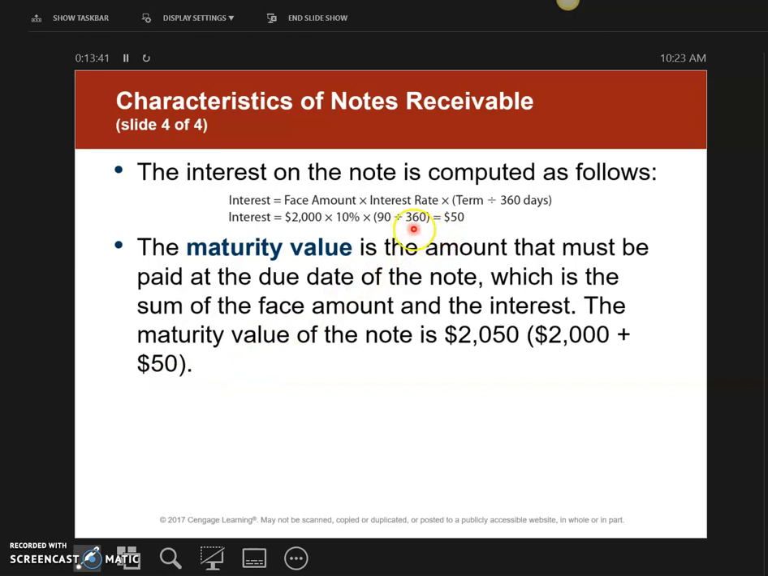Now, let me explain why we divide by 360 and not 365. The only people who use 365 days in the year is when the Federal Reserve lends money to your bank. So 360 is used by all banks. It's just generic and makes it easier to calculate things. So to recap, the two most important things of this part of the chapter are to know the due date and how much interest. Next we're going to look at journal entries for notes receivable.